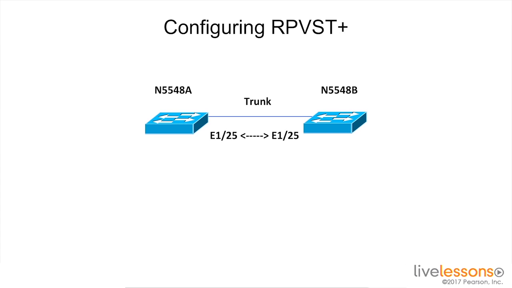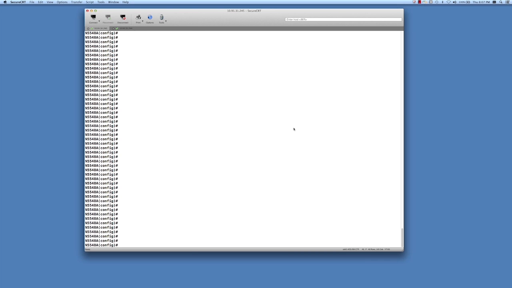In this lesson, we're going to be working with the following topology. Two Nexus 5548s configured by a trunk link on port Ethernet 1/25. Let's go ahead and take a look. Here I have my two Nexus switches.